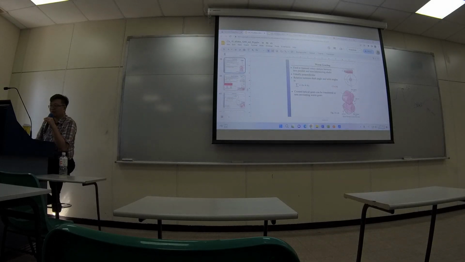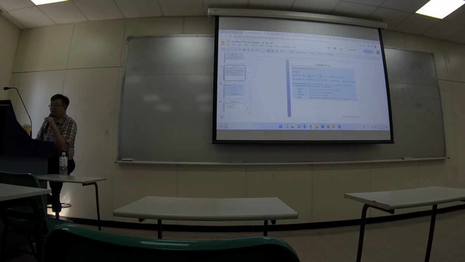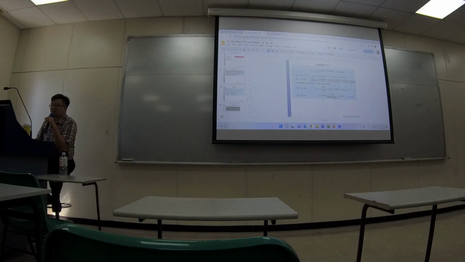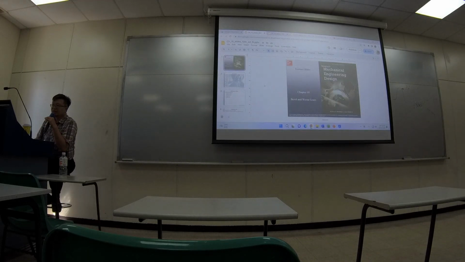This is about the worm gears. Again, the Lewis form factor, similar approach. This one doesn't have it. So I think that's pretty much what I want to cover for the entire gear design.